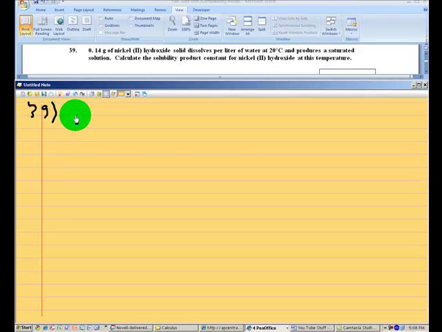Well, that's kind of a mouthful. Bottom line, here's what they're asking us. They're asking us to say if we have 0.14 grams of nickel hydroxide, how successful is it at dissolving? Does it dissolve very well, producing the ions, or does it tend to stay as a solid? We can figure that out by figuring out our KSP.